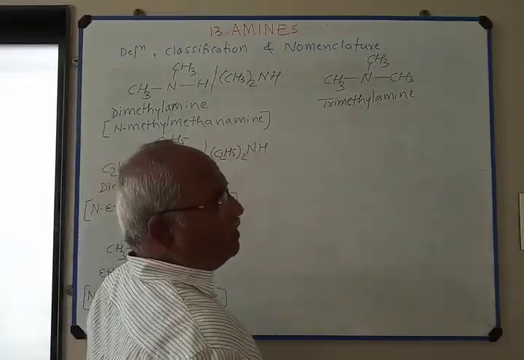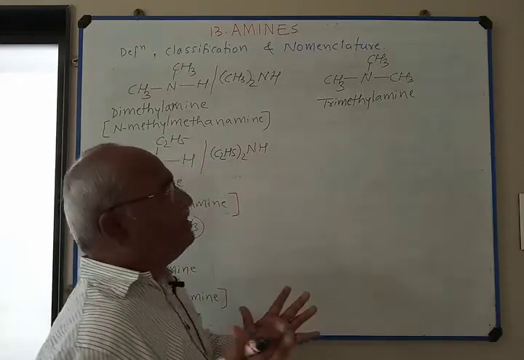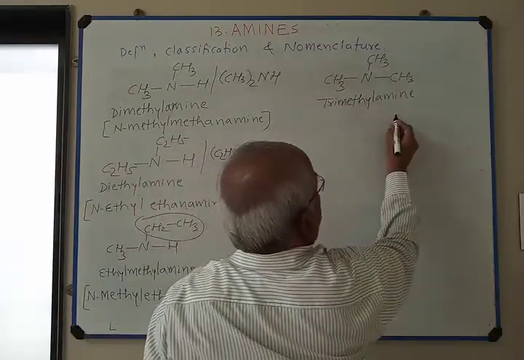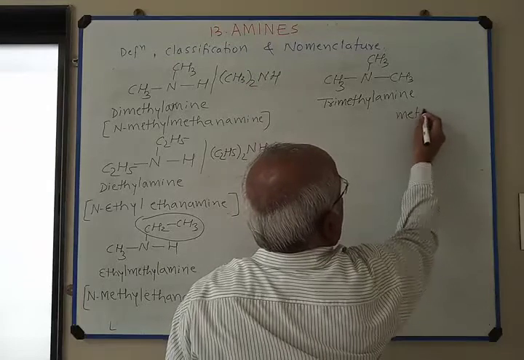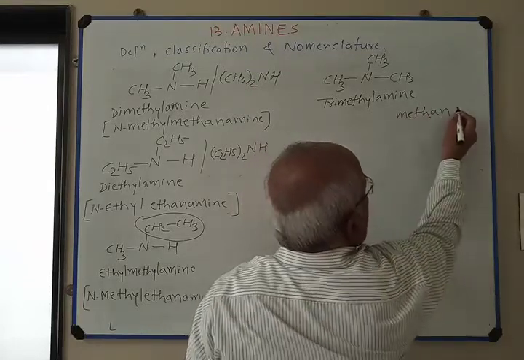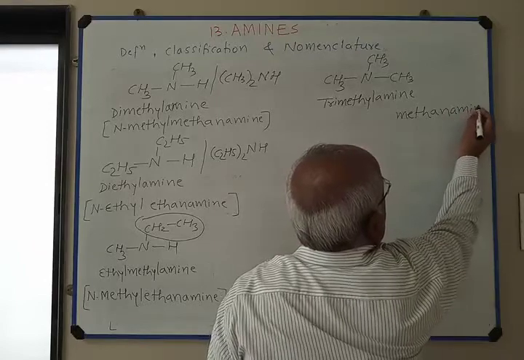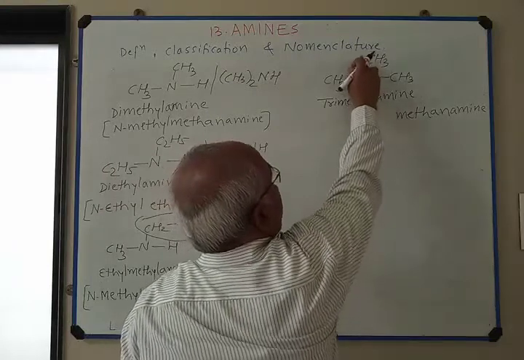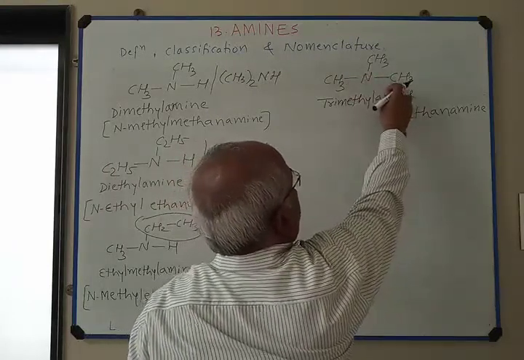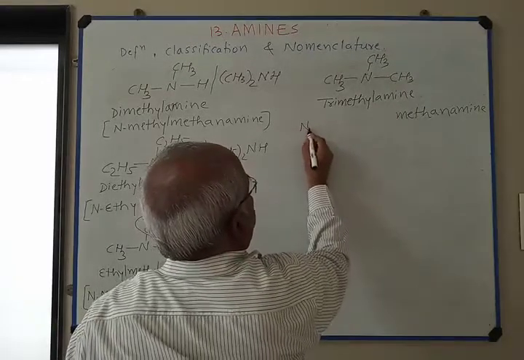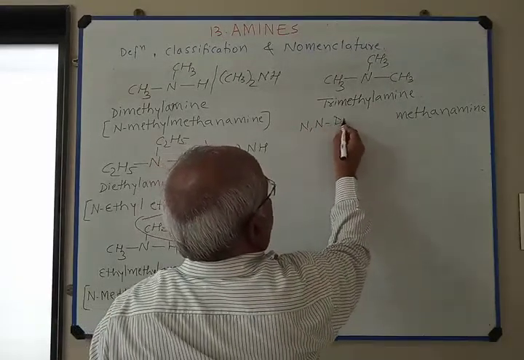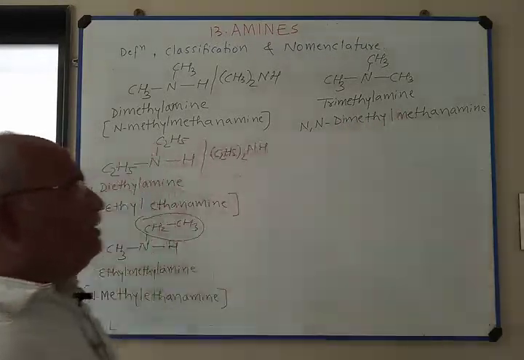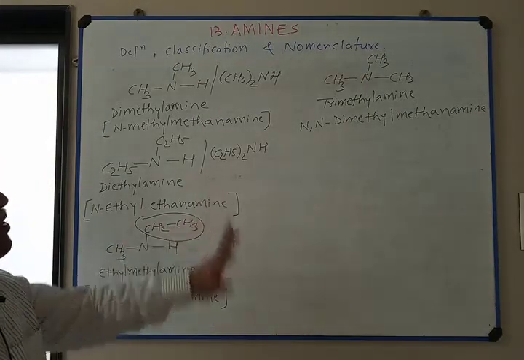IUPAC name: larger alkyl group is considered as alkane. Here all groups are same, therefore it is a derivative of methane. Remove last E and replace it by amine, methanamine. To this nitrogen, methyl group is attached. To this nitrogen, another methyl group is attached. Therefore, N,N-dimethylmethanamine is the IUPAC name of this compound.